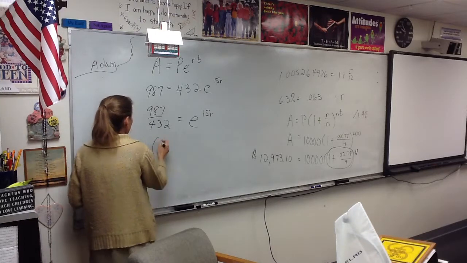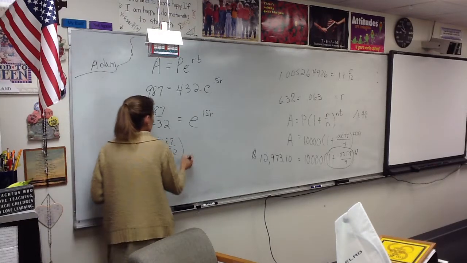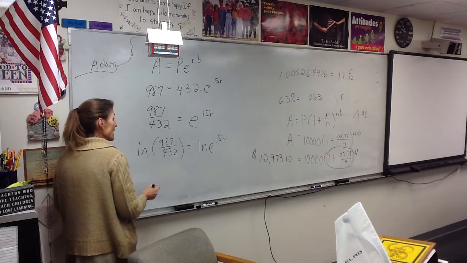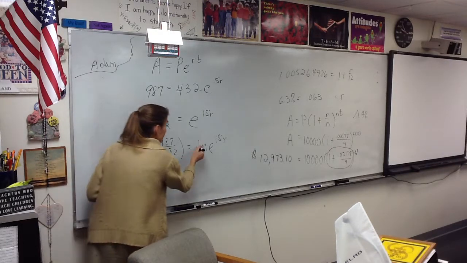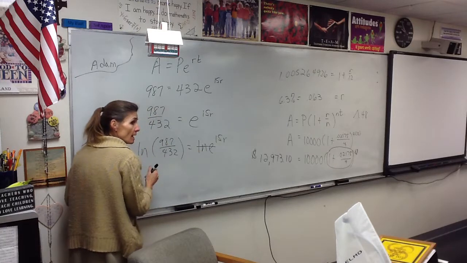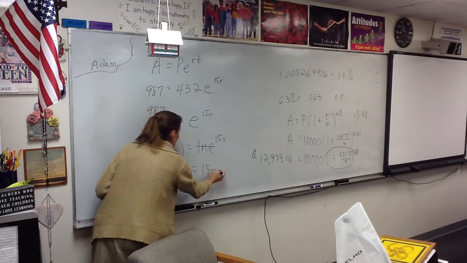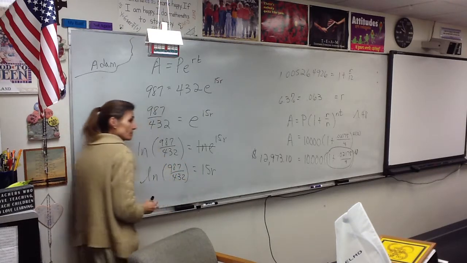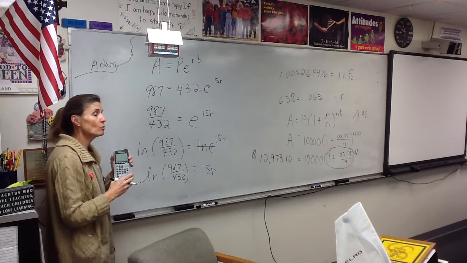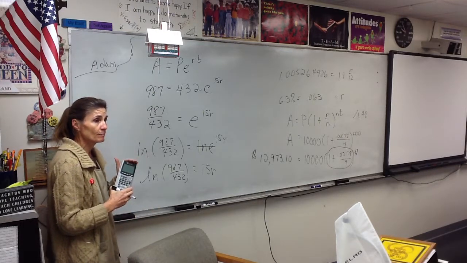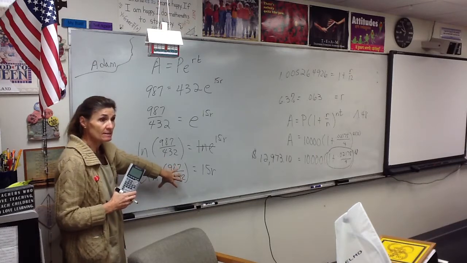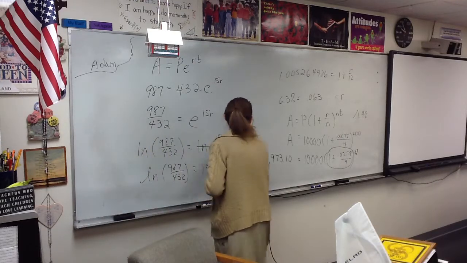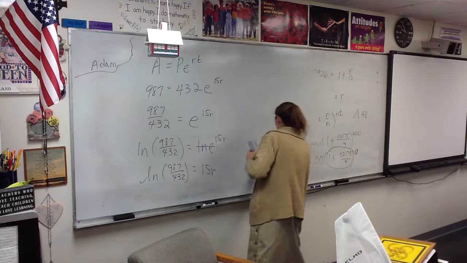Now I'm going to ln both sides. And I am super excited because when I ln, what happens over here? That's gone, and we're left with 15r. So how am I going to get my answer, you guys? I'm going to take whatever this is and divide it by 15. So let's see if we can type that in.